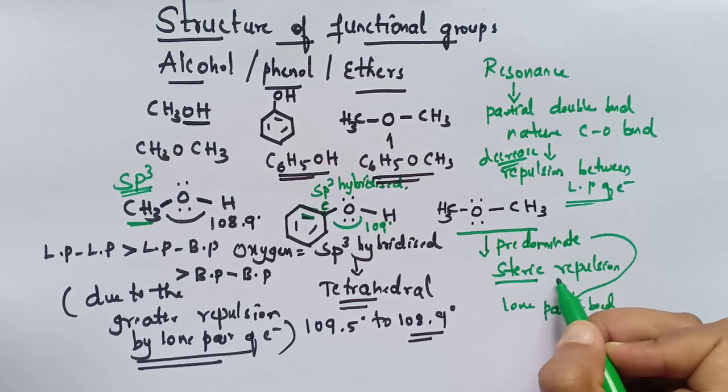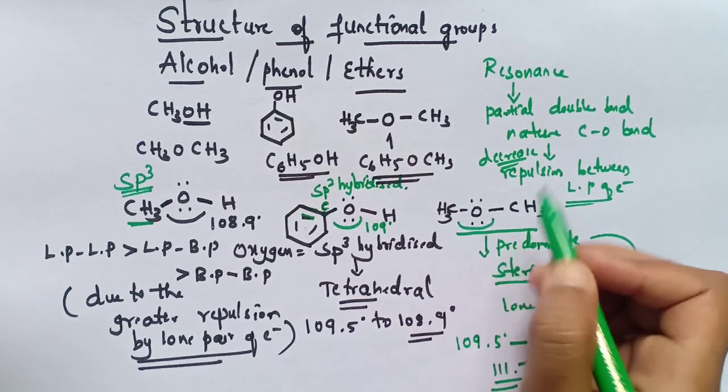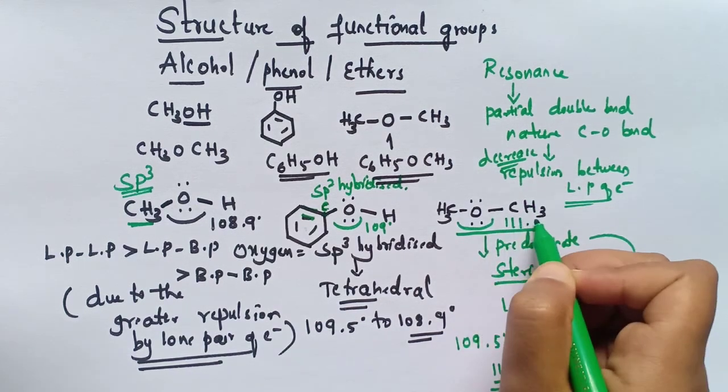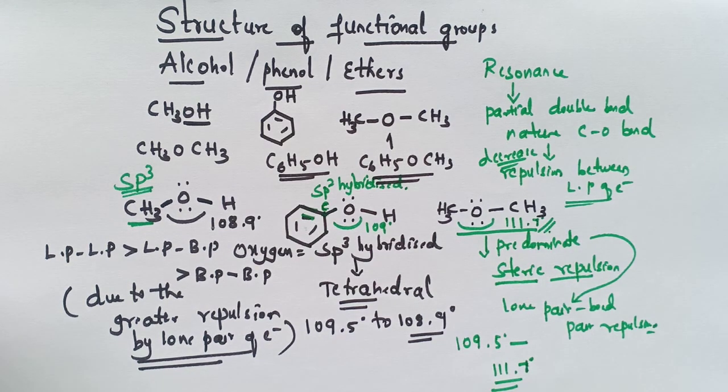So due to the predominance of this steric repulsion, the bond angle increases. It is more than the tetrahedral angle. We know the tetrahedral angle is 109.5 degrees. So we will get 111.7 degrees in the dimethyl ether. So here the angle is 111.7 degrees in the dimethyl ether. Why? Because here the steric repulsion predominates over the lone pair-bond pair repulsion.